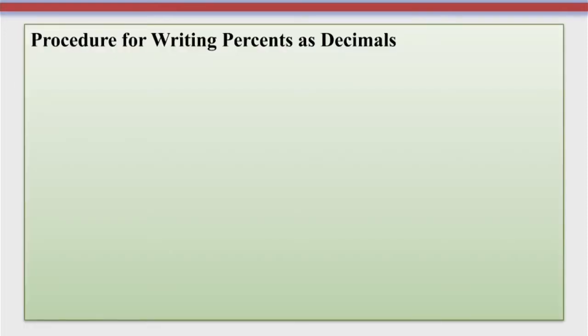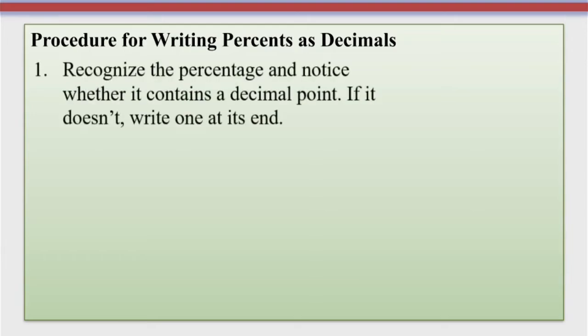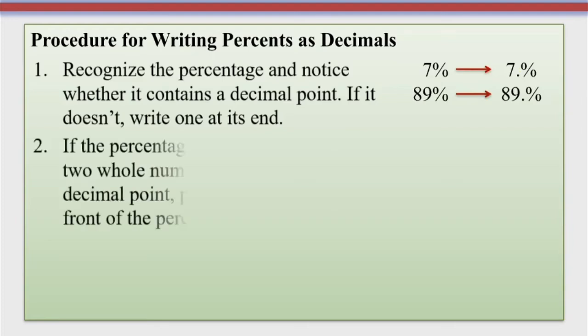Okay, so a procedure for writing percents as decimals. This is just a rough way to do it. It's not exactly mathematically correct, but it's just like the thought process for switching from percents to decimals. So first we can pop in a decimal point after all of the whole numbers if our percent doesn't have a decimal in it already. If it has a decimal in it, you leave it there.